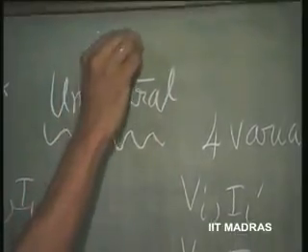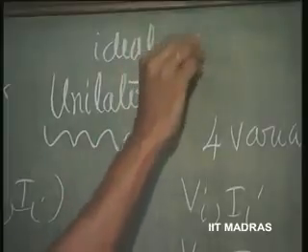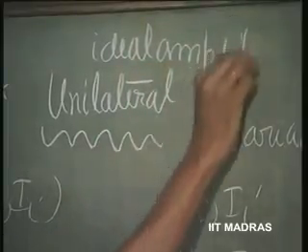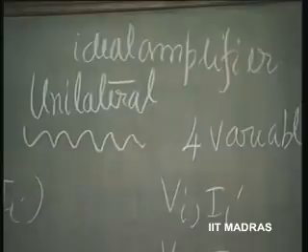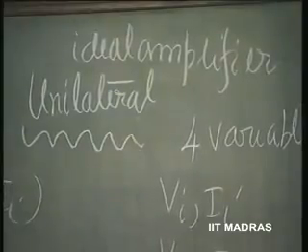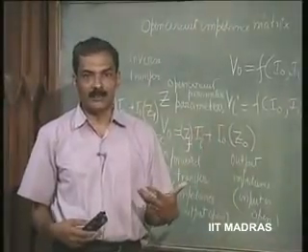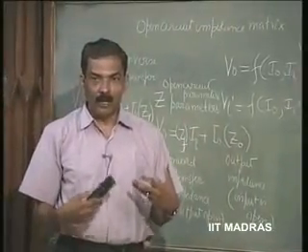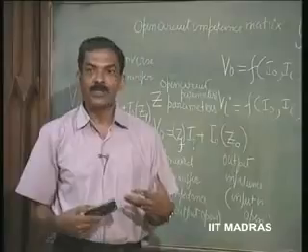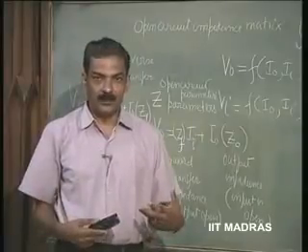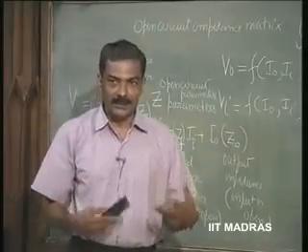Ideal amplifier, as defined by us earlier, we just said it is unilateral. What does it mean? There is transfer only in the forward direction. There cannot be transfer in the reverse direction. Then what does it mean? One of the parameters here is definitely 0. What is it? The reverse transfer parameter.